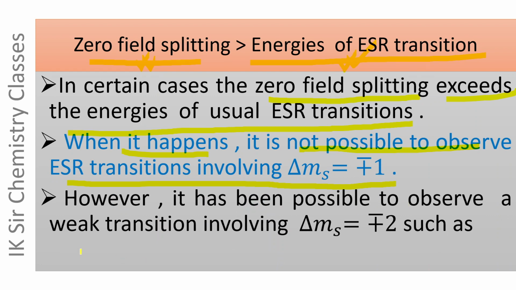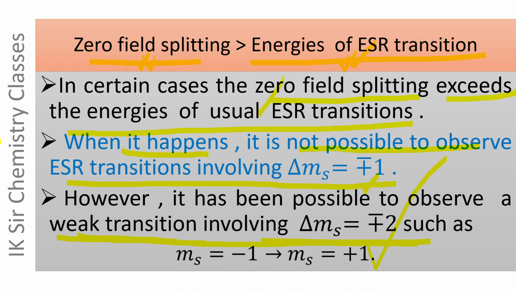However, it has been possible to observe a weak transition involving delta Ms equals ±2, as exemplified below. Let us see it again. In certain cases, the zero field splitting is greater than the energy required for usual ESR transition, and in such cases, the transitions involving delta Ms equals ±1 are not observed. However, it has been possible to observe a weak transition involving delta Ms equals ±2, such as Ms equals -1 to Ms equals +1. This transition involves delta Ms equals 2.